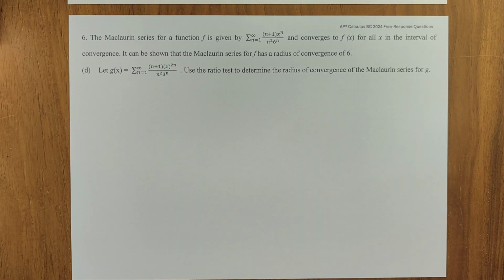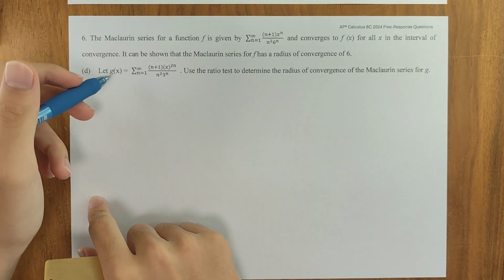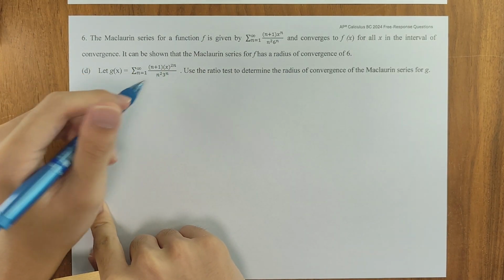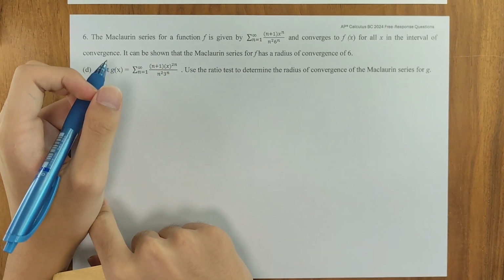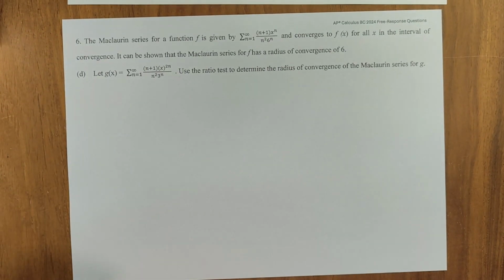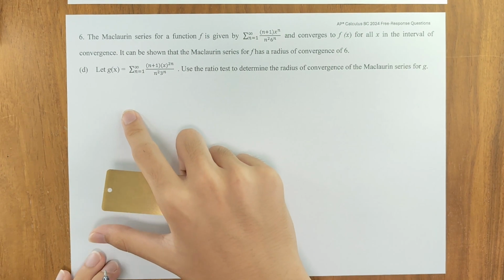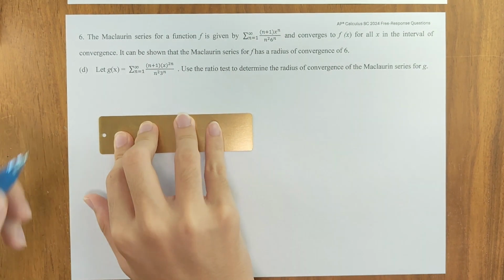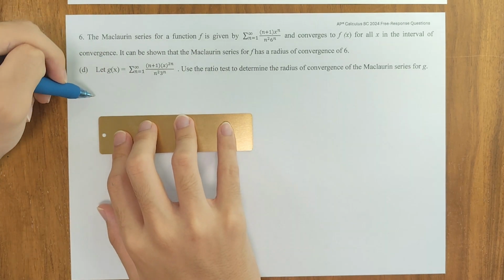Question D, the final question: let g of x be this series. Use the ratio test to determine the radius of convergence of the Maclaurin series for g. Okay, so we have to use the ratio test. So first, let's write that down.